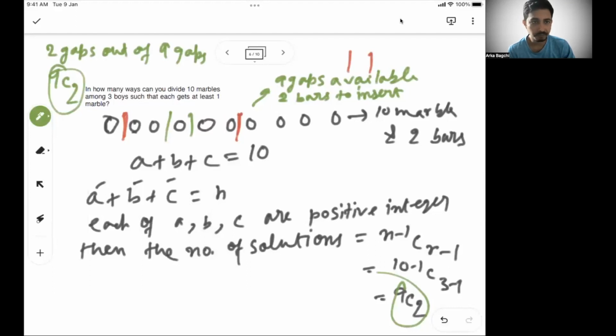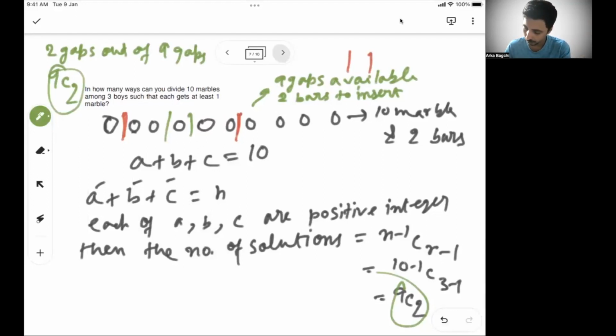Now let's think about this problem when one does not get anything. But that is the next problem we'll solve. For this problem, you can think there are 10 marbles. So there are 9 gaps. And you need 2 bars to insert in those 9 gaps. So you can choose any 2 gaps and insert the bars. And as soon as you insert those 2 bars, it will make the entire set of 10 marbles into 3 segments. And each of the segments can go to one boy.